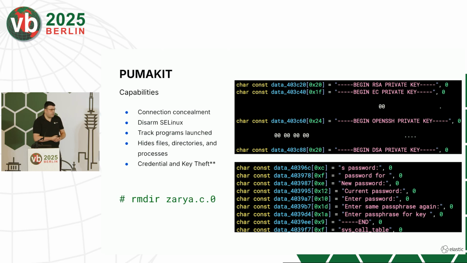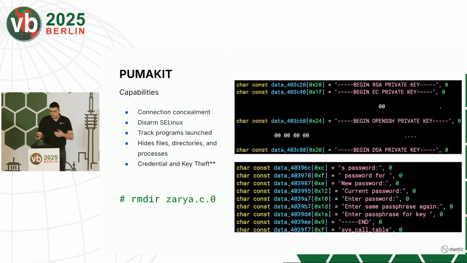What are those capabilities? A lot of stuff. This rootkit was very, very extensive. We saw it did connection concealment, disarming SELinux, tracking what programs were being launched, hiding files and directories, and a very extensive function for credential theft. In the images on the right, you can see what strings they were looking for. They were looking for password prompts, private keys, anything. And those would be stored into a hidden file and then sent to a C2 server.